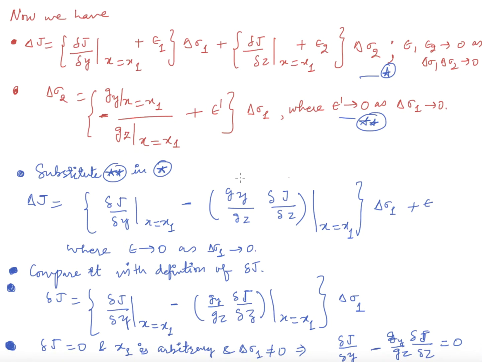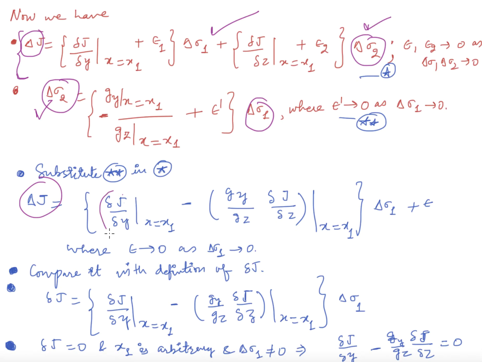So now recall what we have. We had this delta j, the definition of increment. Then I have delta sigma 2 in terms of delta sigma 1, right? I will just substitute the value of delta sigma 2 here. So I will get, after the manipulation, delta j is equal to the variational derivative of j with respect to y at x1 minus gy by gz times the variational derivative of j with respect to z at the point x1, times delta sigma 1, plus epsilon, where epsilon goes to 0 as delta sigma 1 goes to 0.